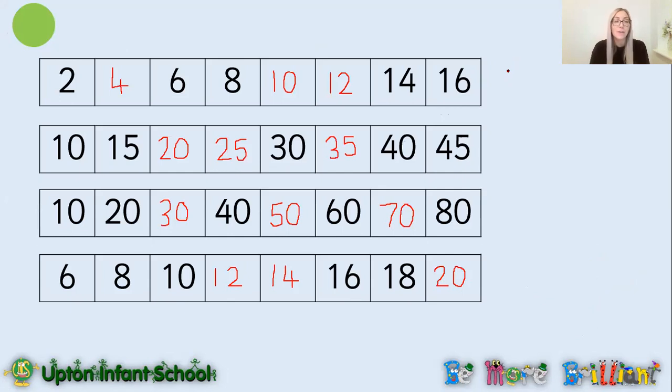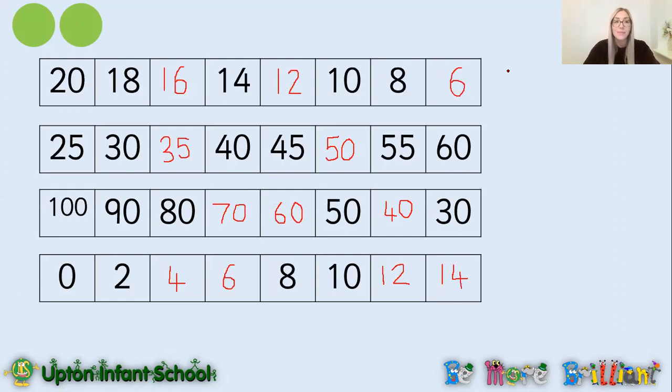So the green challenge, so first of all, we have 2, 4, 6, 8, 10, 12, 14, 16. Next one, 10, 15, 20, 25, 30, 35, 40, 45. The next one, 10, 20, 30, 40, 50, 60, 70, 80. And the next one, 6, 8, 10, 12, 14, 16, 18, 20.